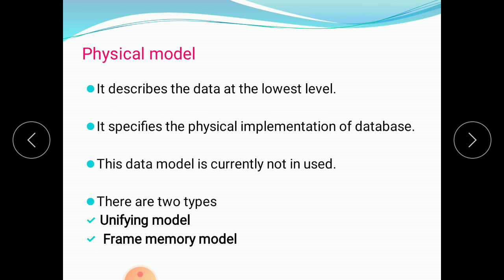Then the next one is the physical model. Physical model means what? It describes the data at the lowest level. It specifies the physical implementation of data, means physically we use that database. This type of data model is currently not in use. There are two types, the unifying model and the frame memory model.